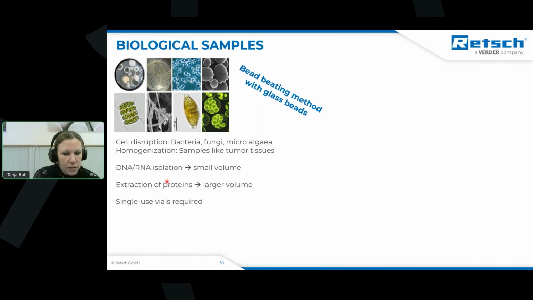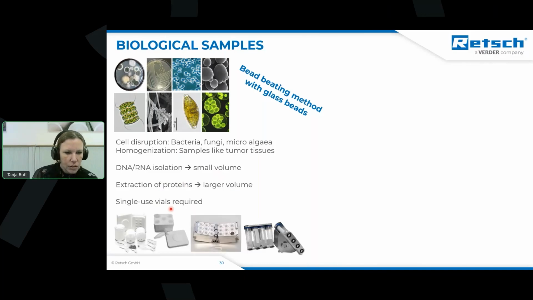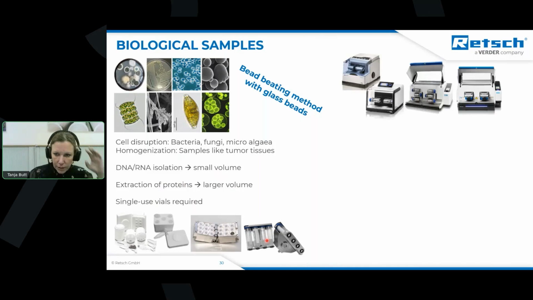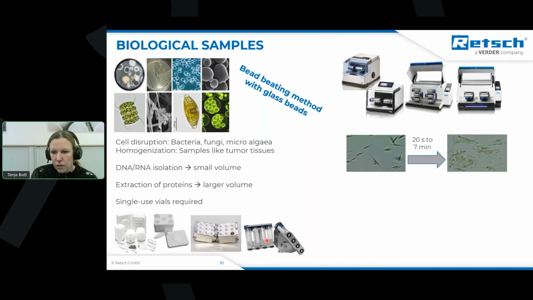For RNA, DNA isolation, we need small volumes. You know, with a PCR reaction, we can multiply it. That's no problem. With proteins, it's maybe more difficult to multiply them, so we need some larger sample portions. And of course, we like single-use vials, to avoid cross-contamination and cleaning efforts. So here we offer different adapters for Eppendorf tubes, Falcon tubes, and so on, and different mill types, mostly mixer mills. And here is just a picture of algae before and after the cell disruption.